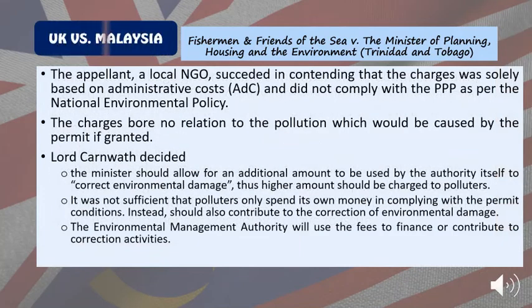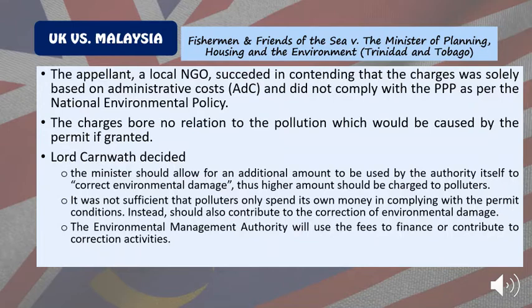The appellant, Fishermen and Friends of the Sea, a local NGO, succeeded in contending that the charges were solely based on administrative costs, ADC, instead of the total cost, and did not comply with the PPP as per the NEP. The charges bore no relation to the pollution which would be caused by the permit if granted.